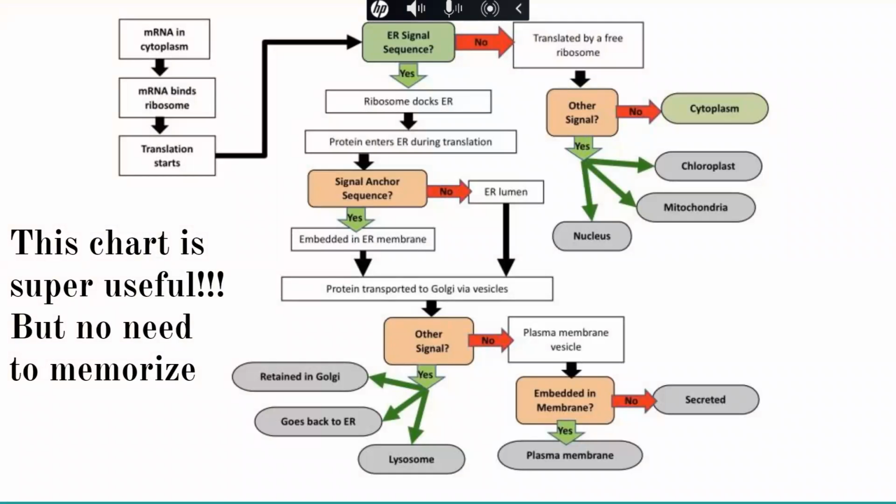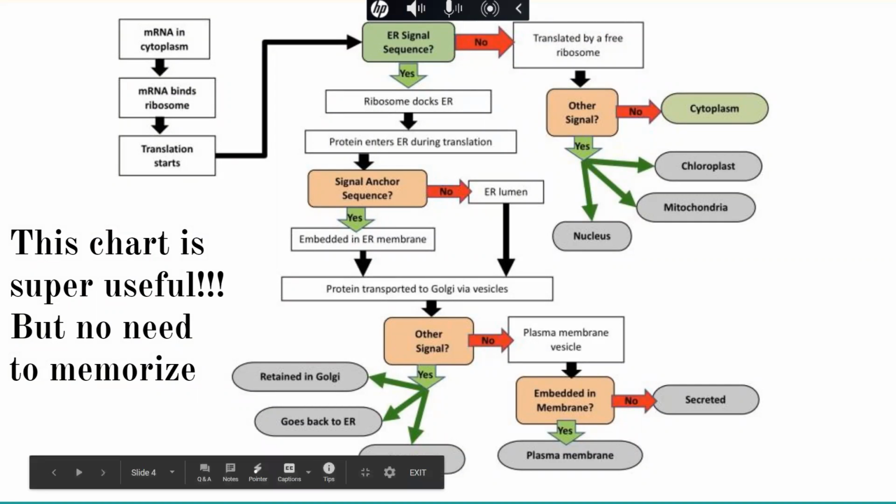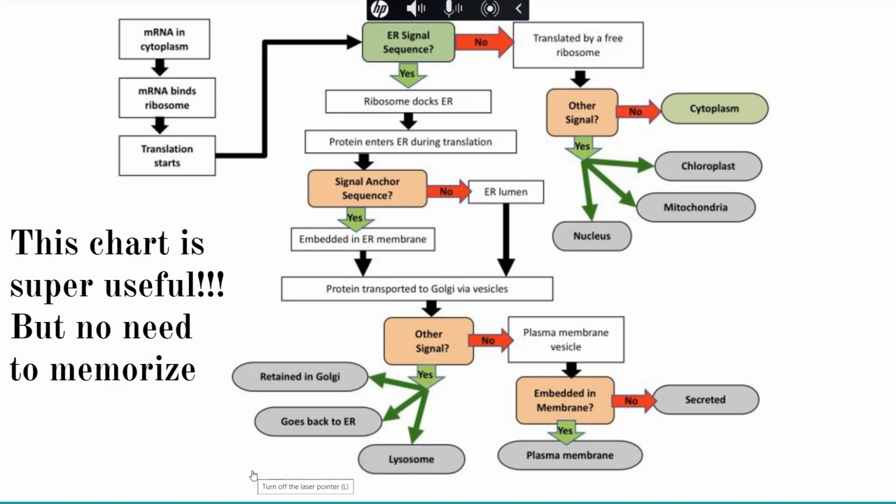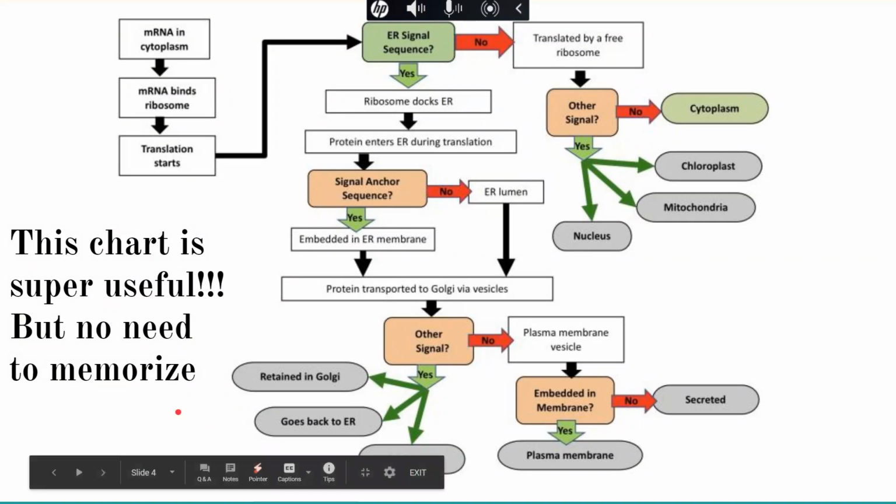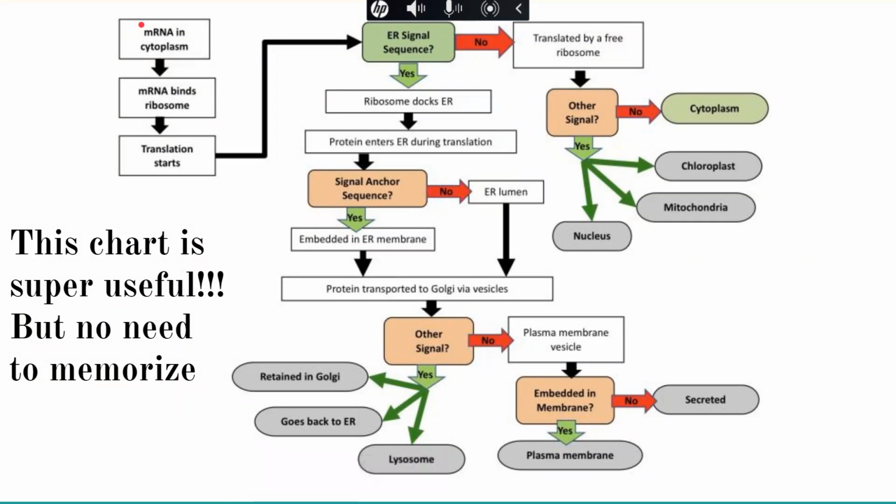So this chart is super useful. You don't have to memorize it, but it's very, very useful. A lot of students last semester really got a lot out of this chart. It shows basically the life of a protein. So this is the translation, as you know, mRNA then translates the protein.